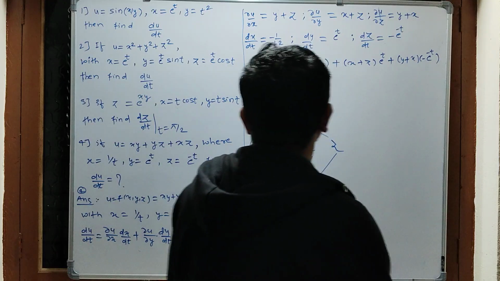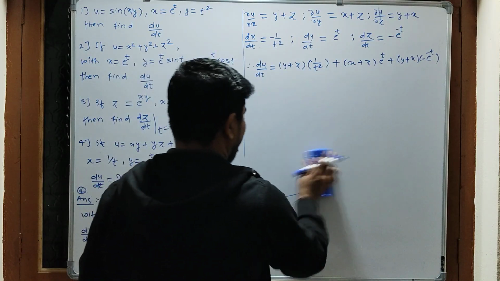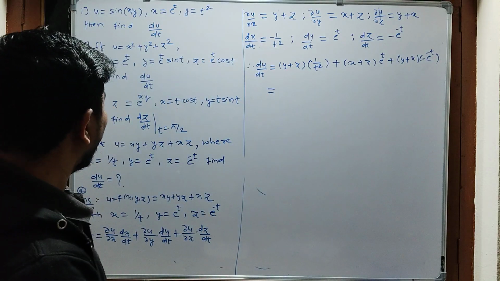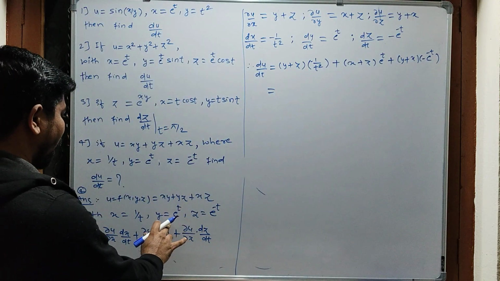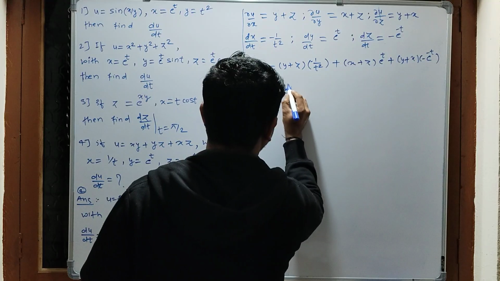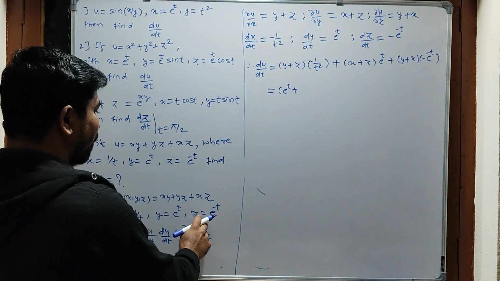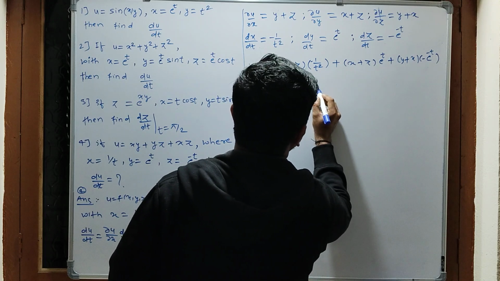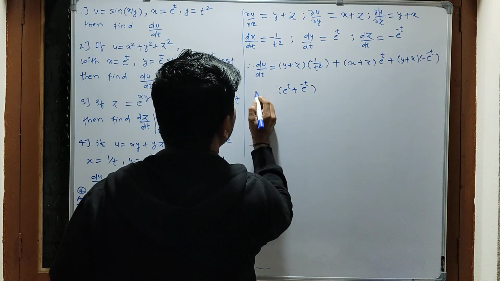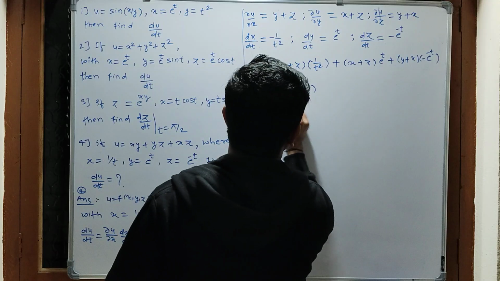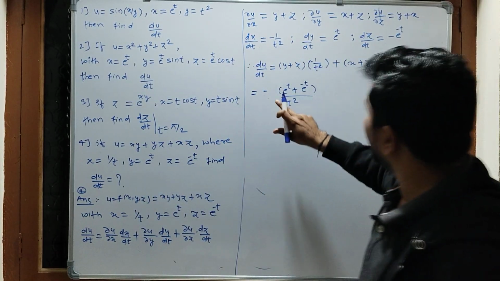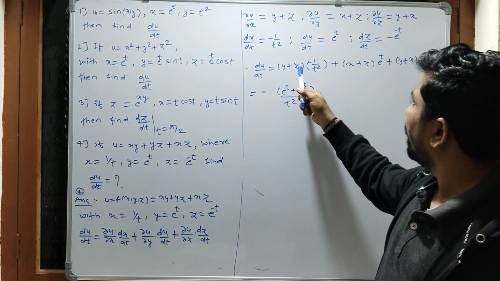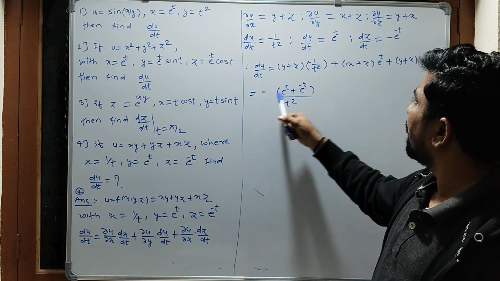Now just put the values here. The value of y is e^t, the value of z is e^(−t), and this minus sign goes with 1/t².